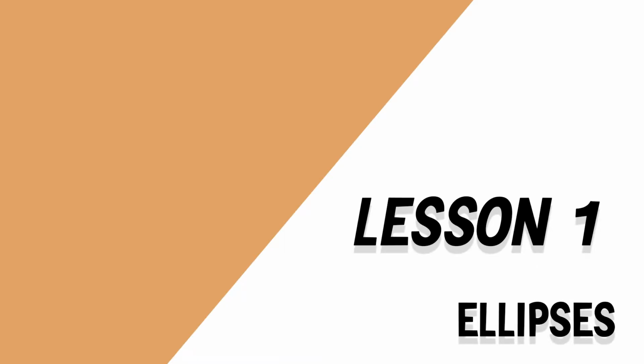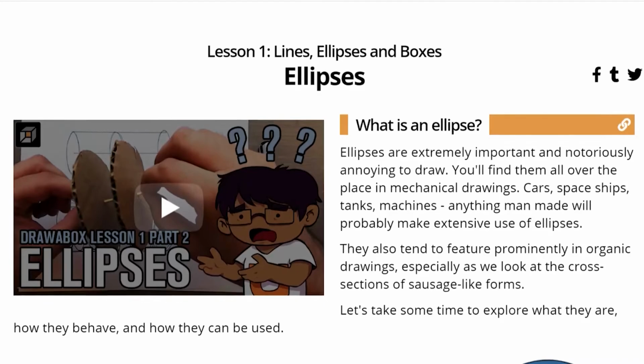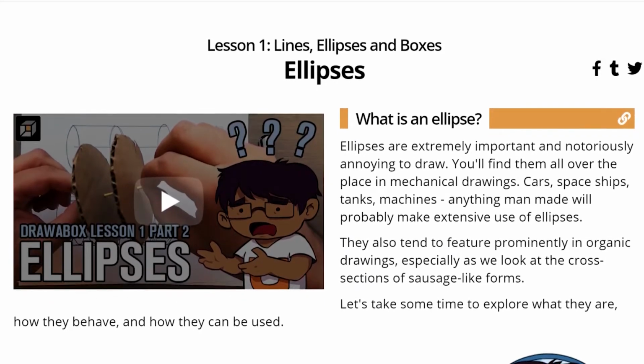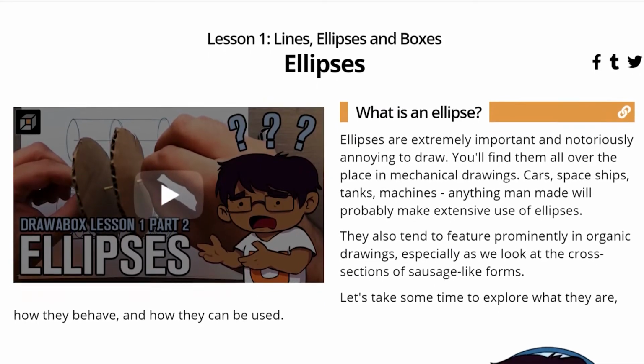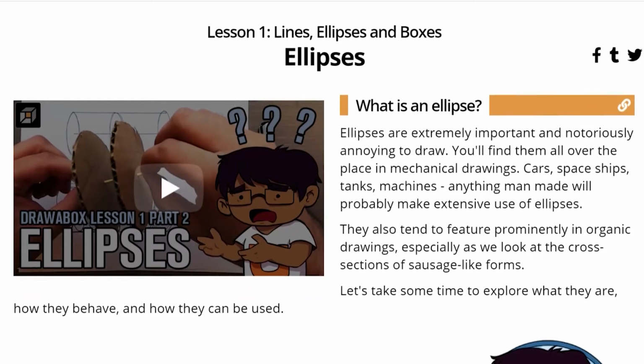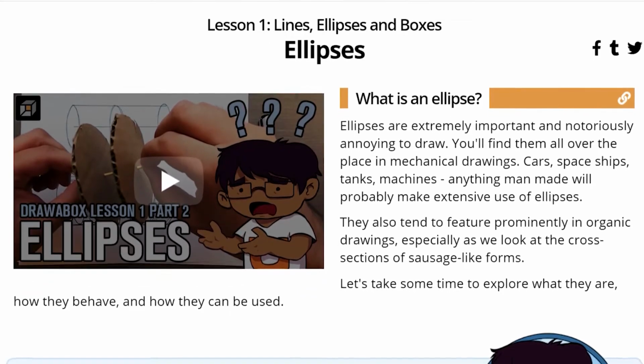Lesson 1. Lines, ellipses and boxes. Ellipses. What is an ellipse? Ellipses are extremely important and notoriously annoying to draw.